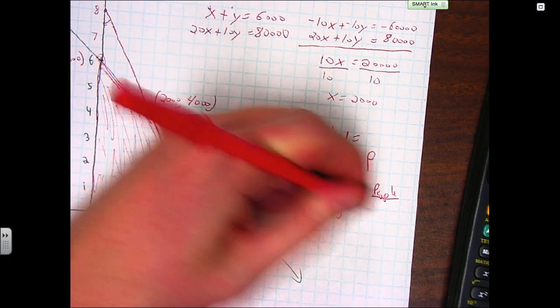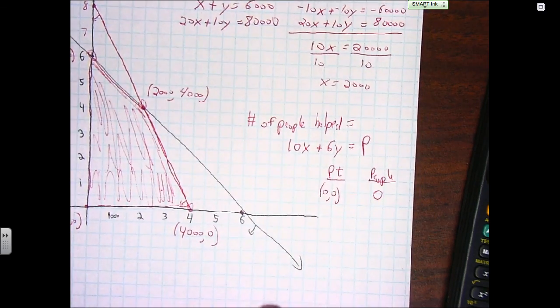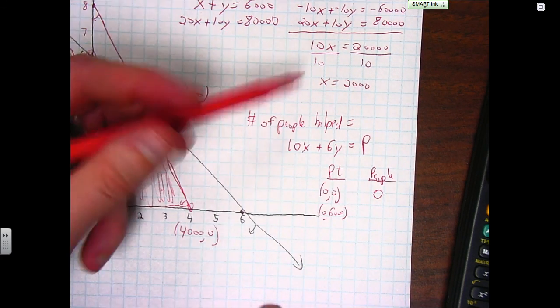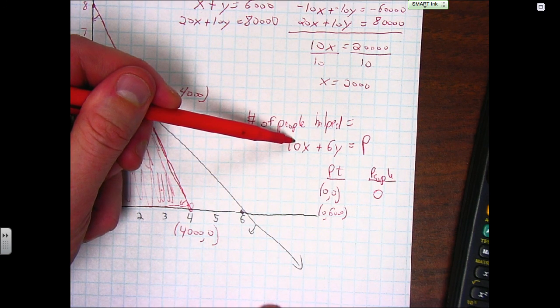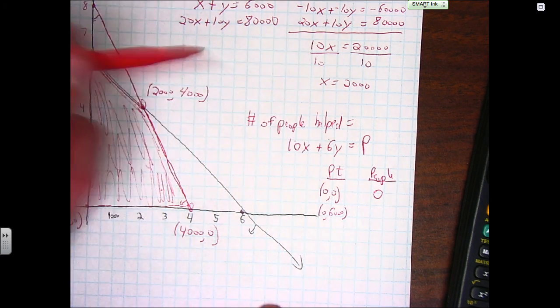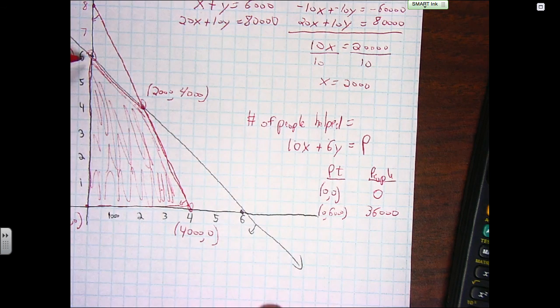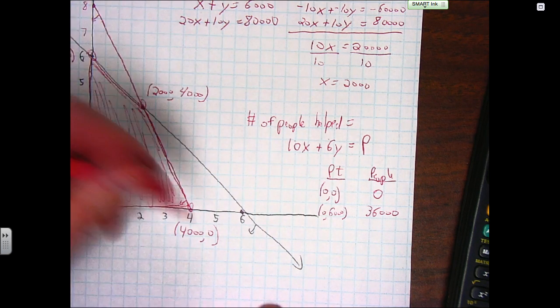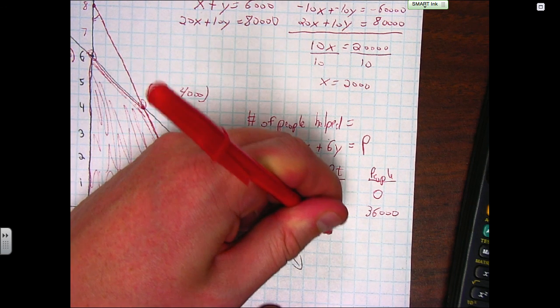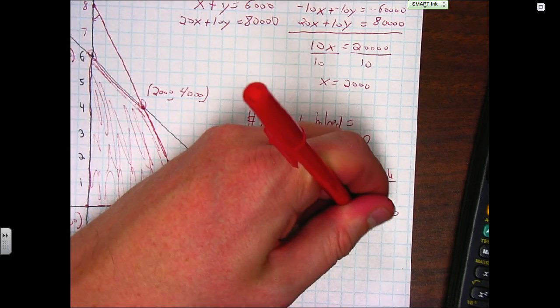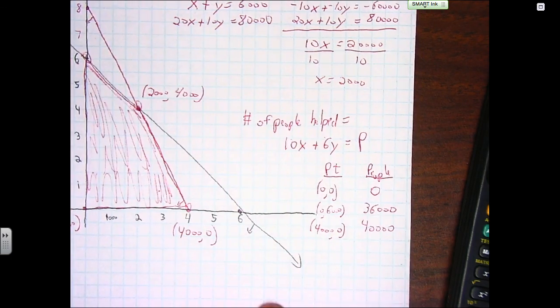0, 0 would help nobody, right? We didn't send anything. What about 0, 6,000? Well, 0 times 0 helps 0 people. 6,000 times 6 is 36,000 people. So if we filled up the plane with medical kits, we'd help 36,000 people. If we filled up the plane with water bottles, we would help 4,000 times 10. We would help 40,000 people.